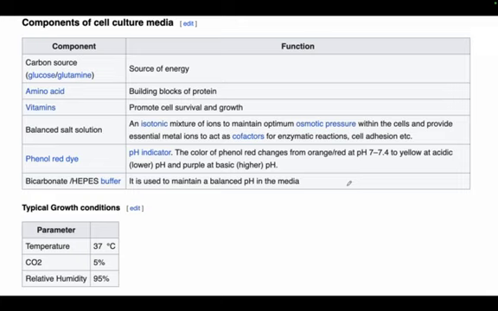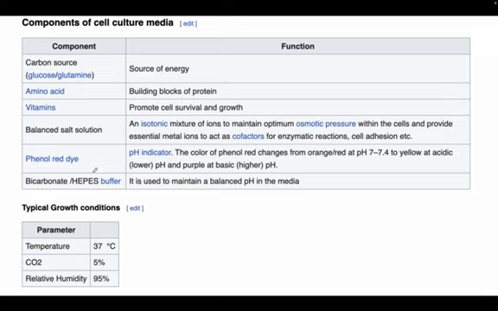Okay, so now we saw how we can maintain cells. We can now discuss what the components of cell culture media are. The idea is basically the same as for bacterial cells. You need one carbon source, which is the source of energy. You should have amino acids and vitamins, because our cells need proteins and so on. We should have a balanced salt solution, like we saw, with ions like sodium, magnesium, potassium, and so on. It is necessary to have these ions to maintain optimum osmotic pressure. Also, we need essential metal ions to act as cofactors.